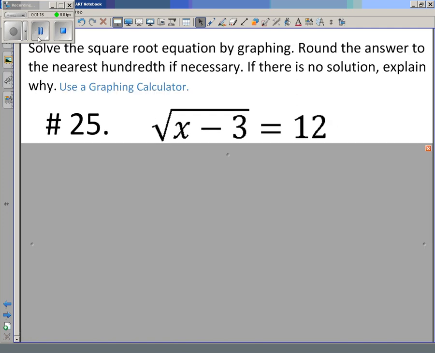For your final equation, solve the square root equation by graphing. Round the answer to the nearest hundredth if necessary. If there is no solution, explain why and use a graphing calculator.